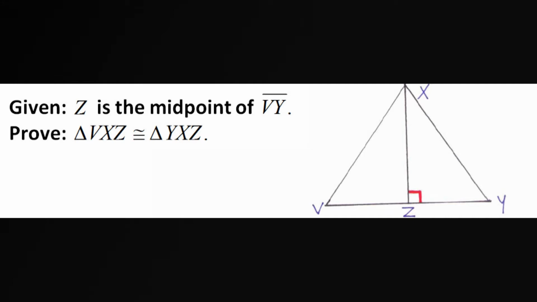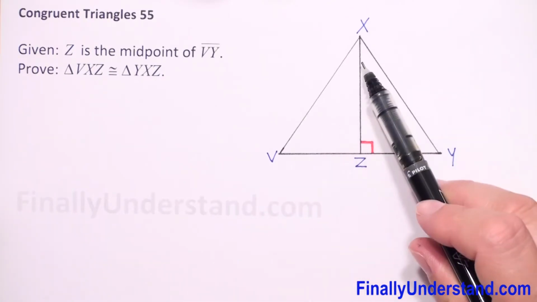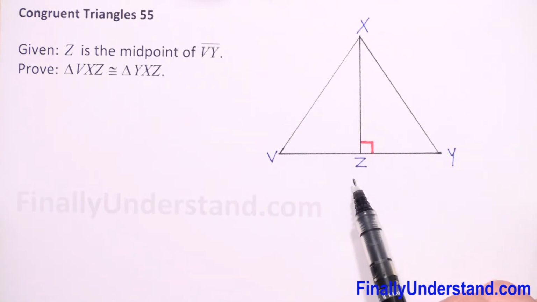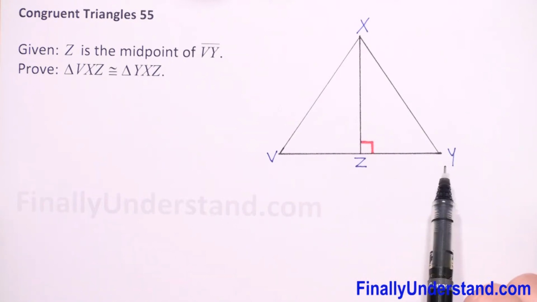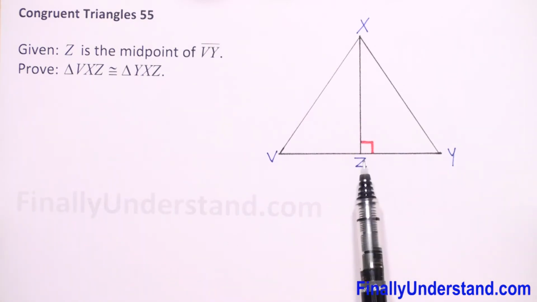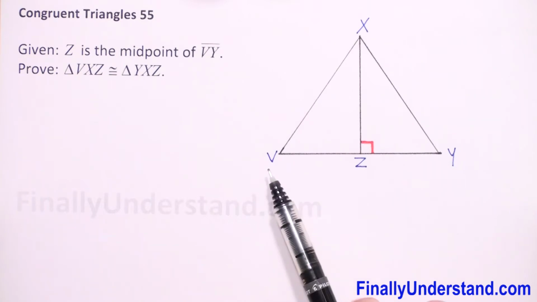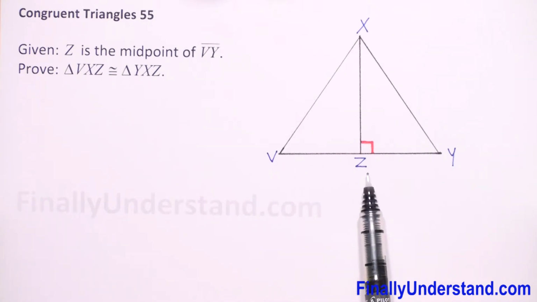We have given that Z is the midpoint of VY segment, and we have to prove that triangle VXZ is congruent to triangle YXZ. So let's start from the beginning. We have given that Z is the midpoint of VY. It means that VZ is equal to ZY.